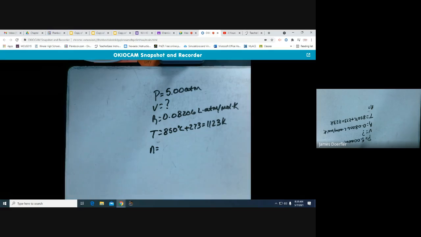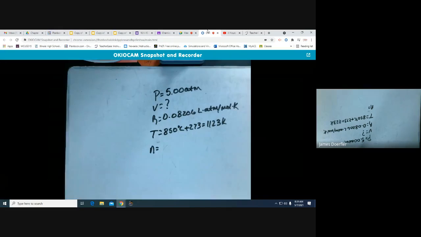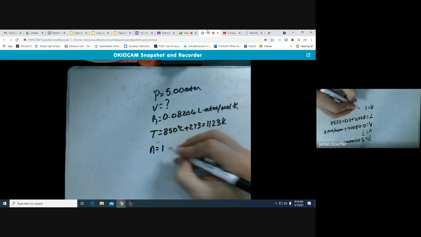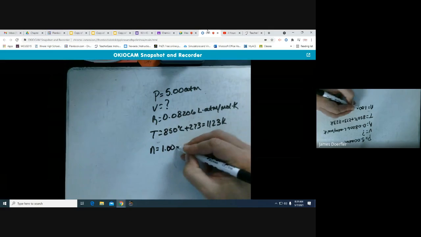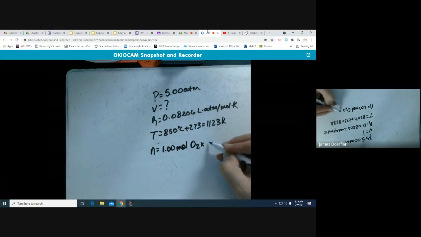We have to do a little dimensional analysis, a little stoichiometry, to help get from gas A to gas B. Gas A is given to us in the problem itself. It says 1 mole of O2. So we write down our given: 1 mole of O2.